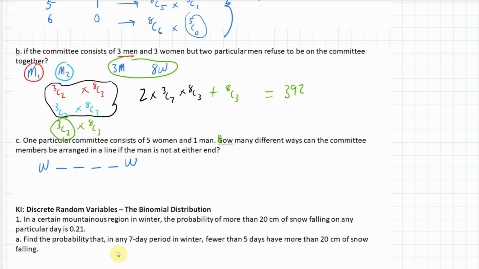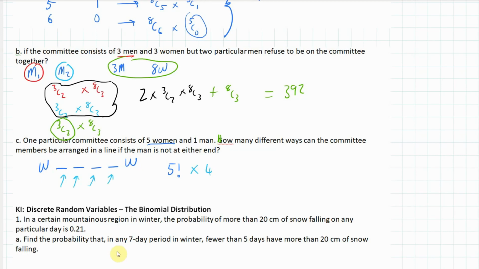I guess the man has 4 different places he can be, right? And the way we can arrange the women, because we've got 5 women, we can arrange the women in 5 factorial ways. And then for each of those ways, the man has to fit in 4 different places, right? Could be here, here, here, or here, right?